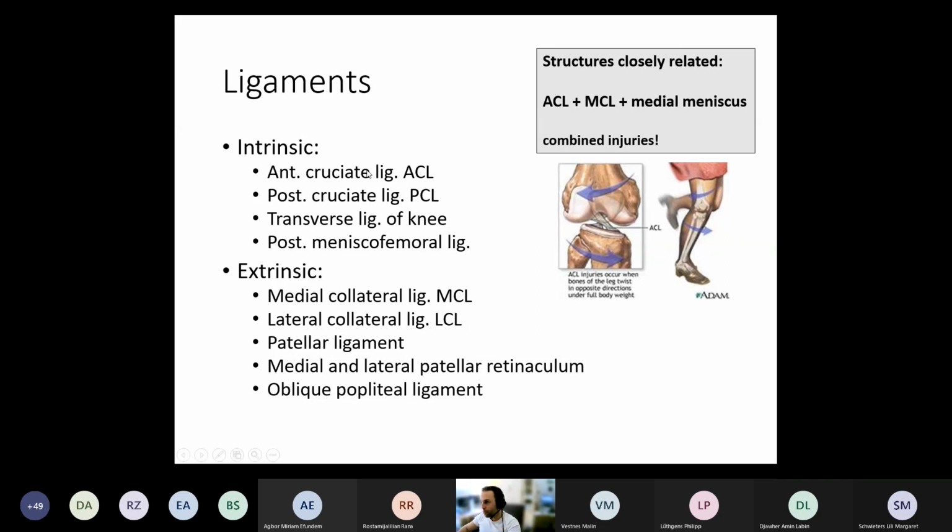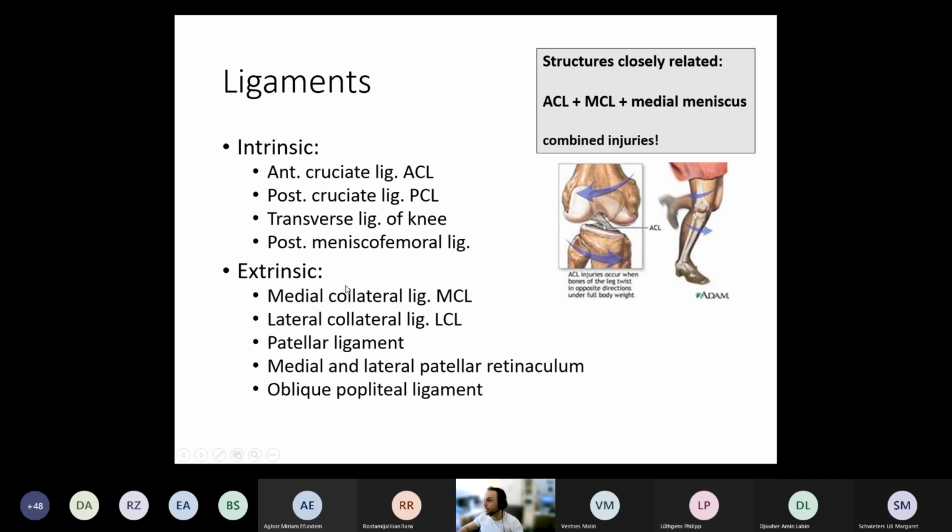So the ligaments of the knee joint will be divided into an intrinsic and an extrinsic group. The intrinsic ligaments are the two cruciate ligaments, abbreviated in the clinical terminology as ACL and PCL. The transverse ligament of the knee connects the anterior parts of the two menisci, and the posterior meniscofemoral ligament is also an intrinsic ligament.